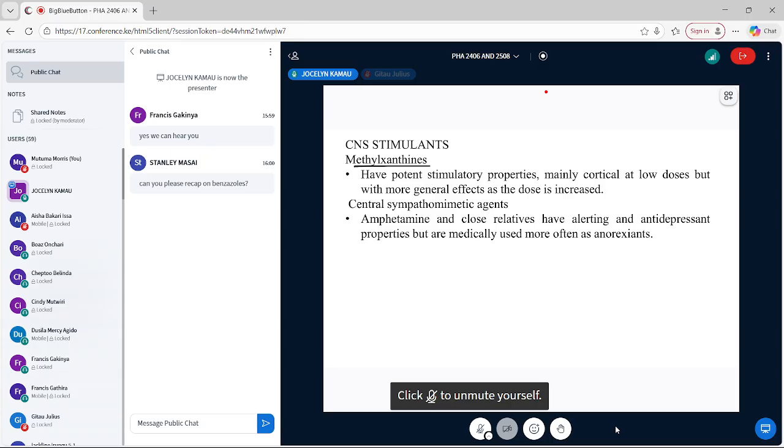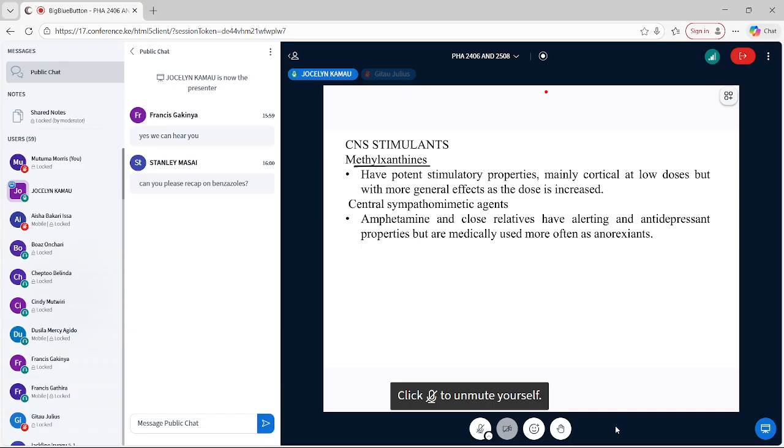These have potent stimulatory properties, mainly cortical at low doses, but with more general effect as the doses increase. So normally, you have even drugs like Cafergot, which is used for migraine, where you have caffeine mixed with something else. It is thought that it can improve the blood flow in the brain and therefore take care of migraine. So again, in low doses, they have stimulatory properties.